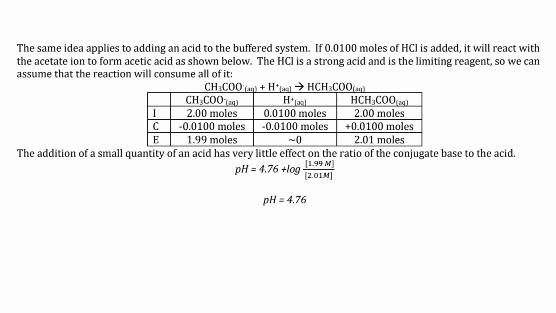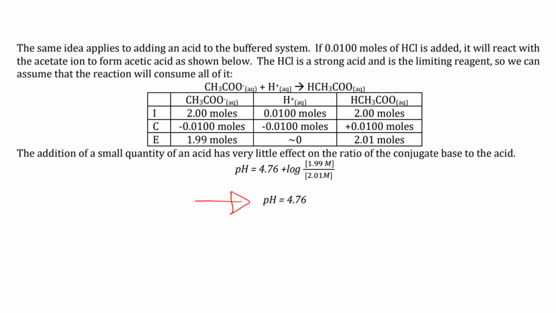The same idea applies to adding an acid to the buffered system. So we add 0.0100 moles of HCl. It reacts with the acetate to form acetic acid. Again, the HCl is strong and it's a limiting reactant, so it's going to be used all up. So again, just using the same chart as before, the pH is still the same, 4.76, after all is said and done.